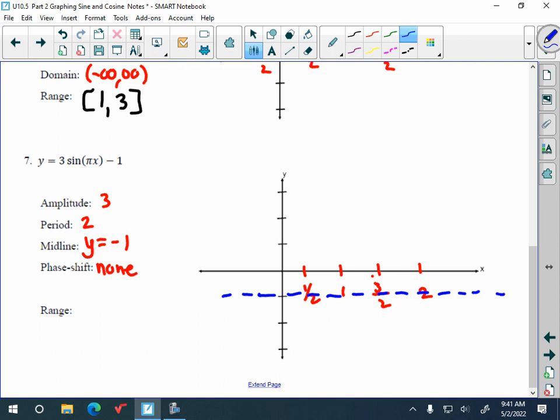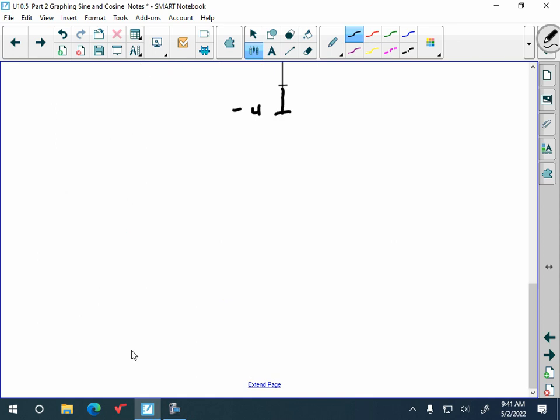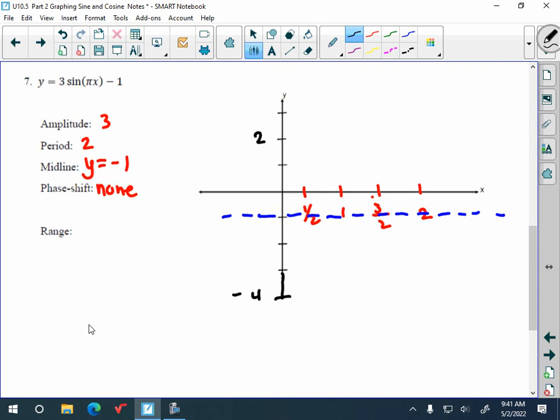All right, so we have an amplitude of 3. So we have to go 3 units above the midline and 3 units below. So counting up, 1, 2, 3, that's going to put us right here at 2 units high. Okay, so our maximum is going to be 2. Then we're going to go down 3 units, so we're going to have to extend our graph. So negative 1, negative 2, negative 3, negative 4. All right, so negative 4 is going to be the lowest. Okay, there's negative 1.